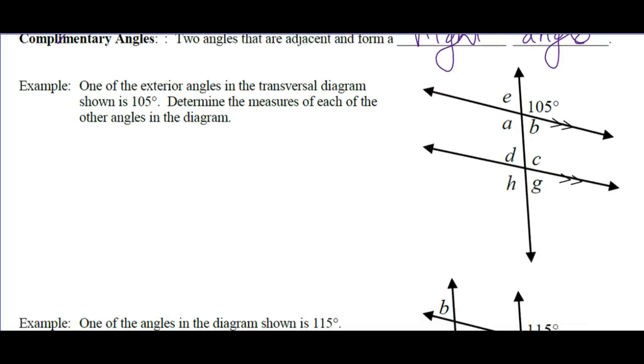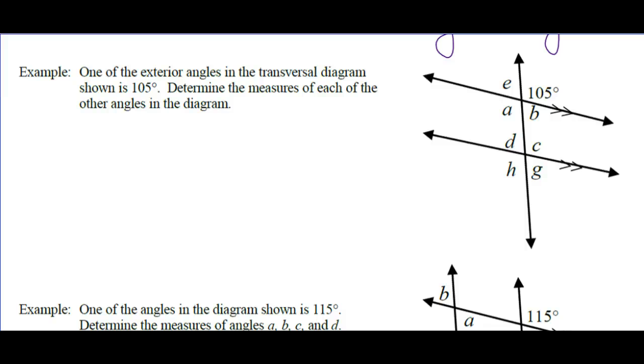All right, here we go. One of the exterior angles. You need a question like this on the test, right? So watch now. One of the exterior angles of the transversal is shown. Determine the measures of each. So all you need is one angle, and you can get all the other angles.